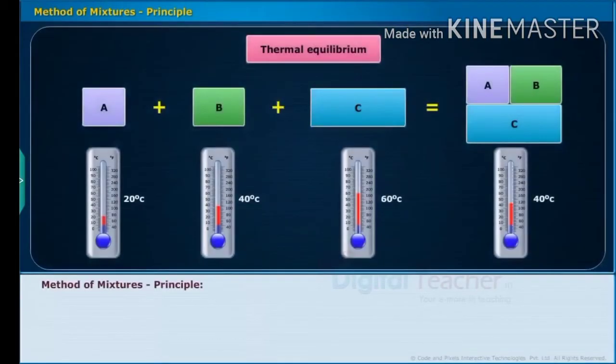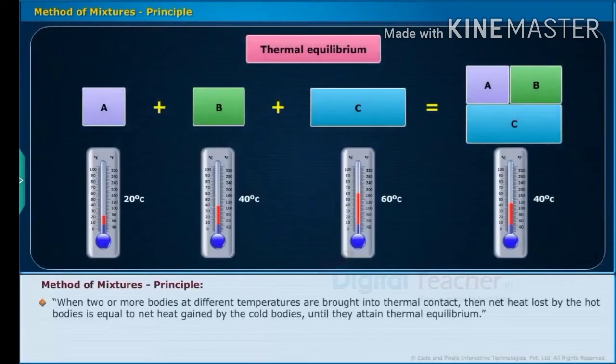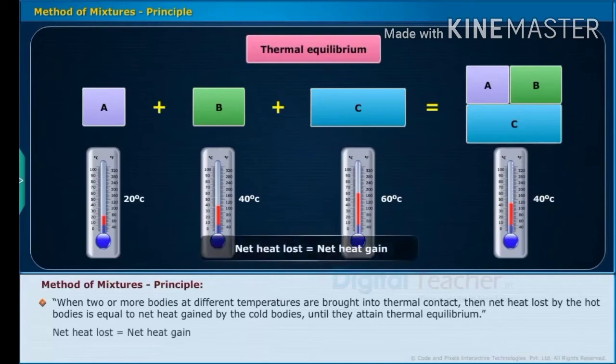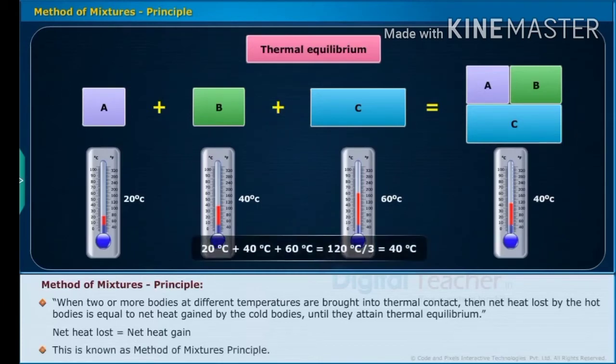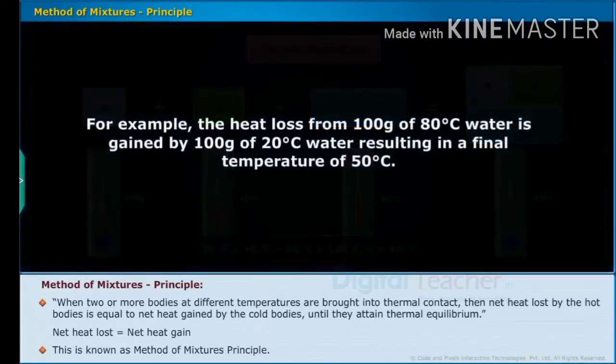Method of mixtures. Principle. When two or more bodies at different temperatures are brought into thermal contact, then the net heat lost by the hot bodies is equal to the net heat gained by the cold bodies until they attain thermal equilibrium. Net heat lost is equal to net heat gain. This is known as the method of mixtures principle. For example, the heat lost from 100 grams of 80 degrees Celsius water is gained by 100 grams of 20 degrees Celsius water, resulting in a final temperature of 50 degrees Celsius.